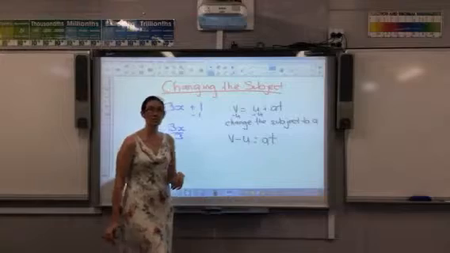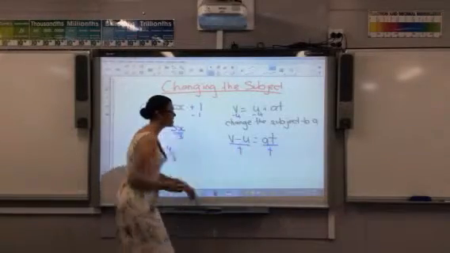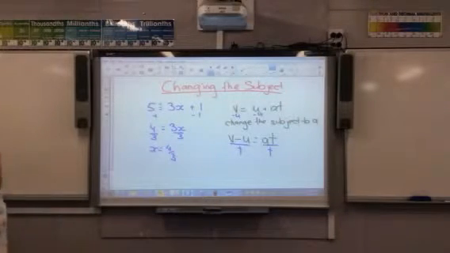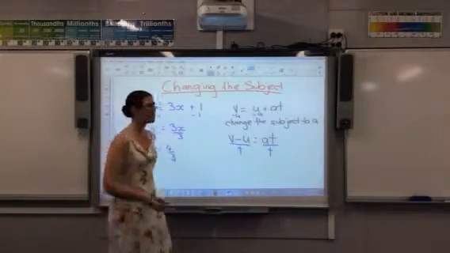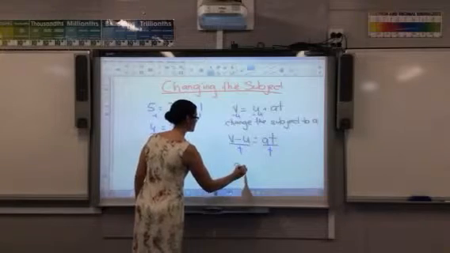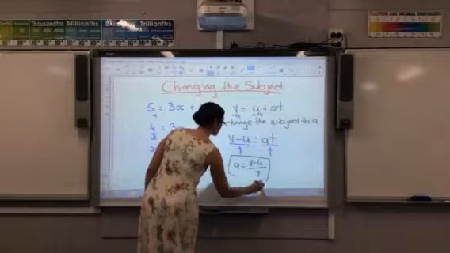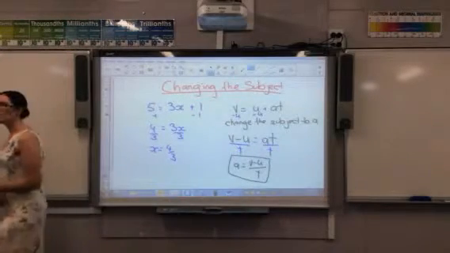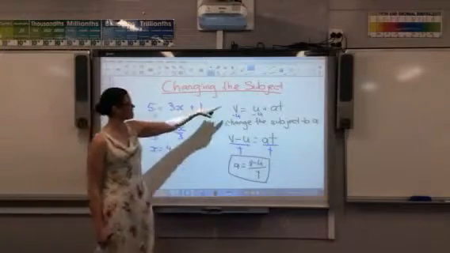I want to get rid of the T, so I'm going to divide by T on both sides. Now over here, V minus U on T, you can't work that out. You can't simplify it. You just leave it as V minus U all over T. On this side, the T's cancel, and I've got A on its own. Just because I like it and it looks prettier, I'm going to put the A at the front. And we're done. That has rearranged the equation so it no longer has the subject as V, the subject is now A.